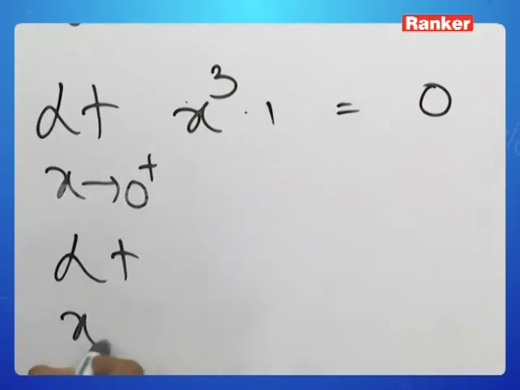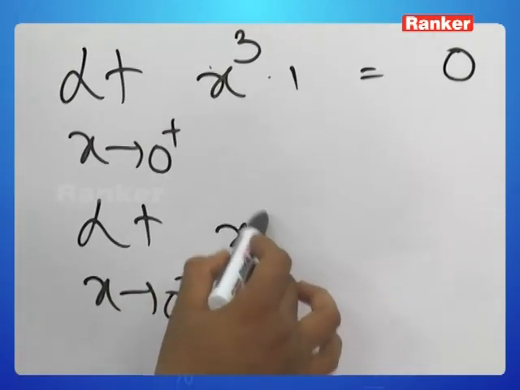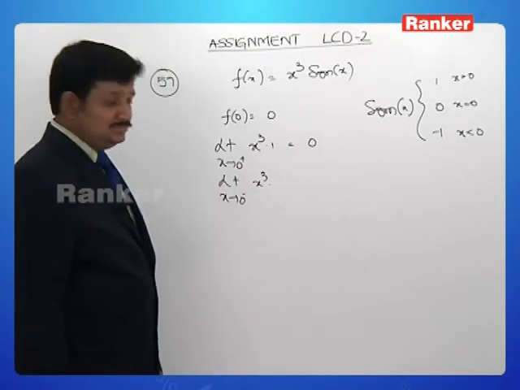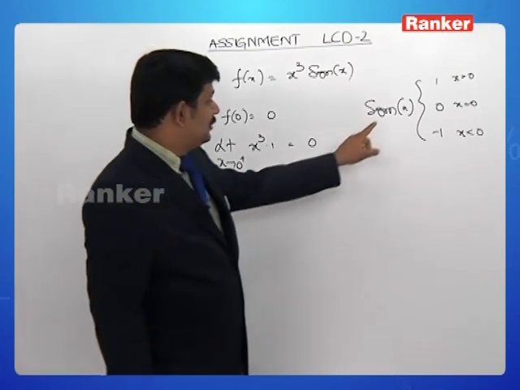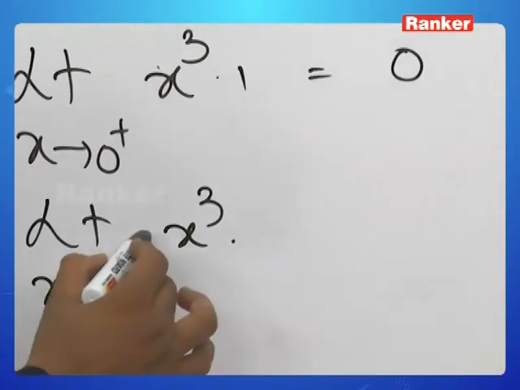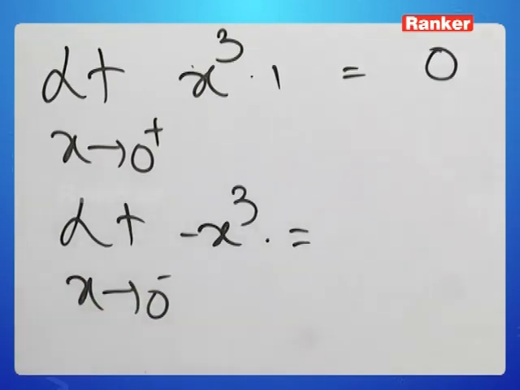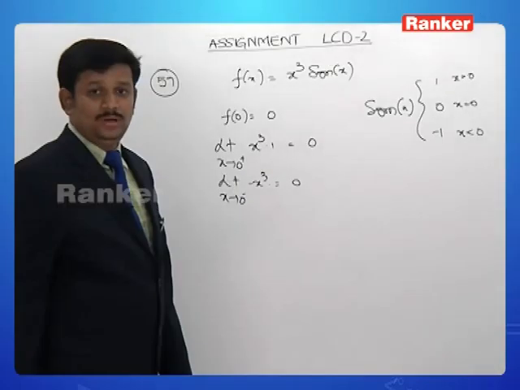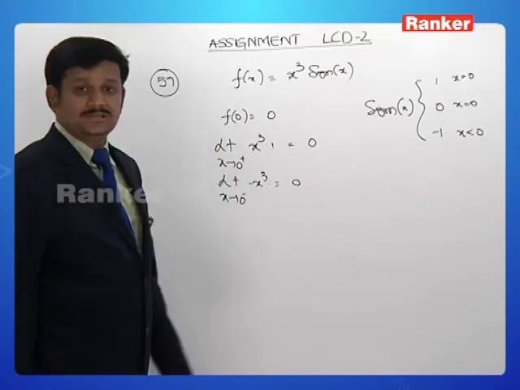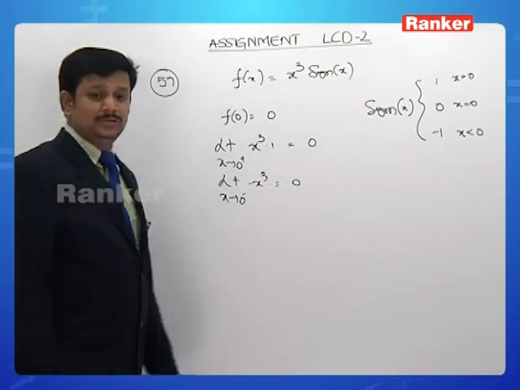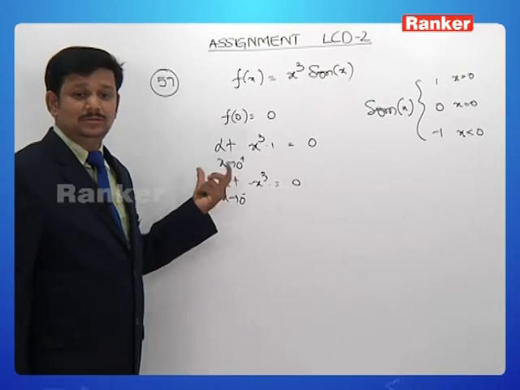Limit x tending to 0 minus, x cube into signum of x. Signum of x is less than 0, so signum of x would be minus 1. So this function is minus x cube. As x tends to 0 minus, x cube would be 0. F of 0 is 0. F of 0 plus is 0, f of 0 minus is 0, so the function is continuous at x equal to 0.